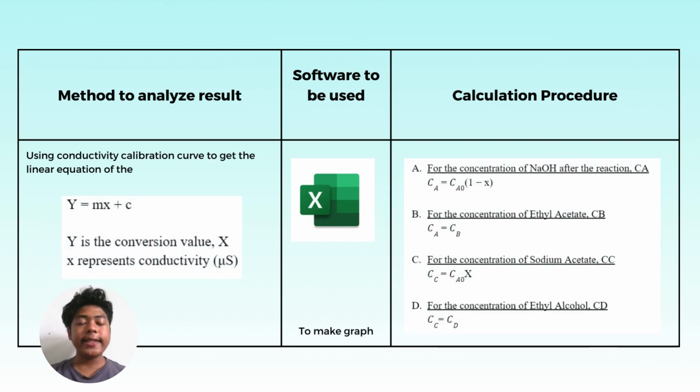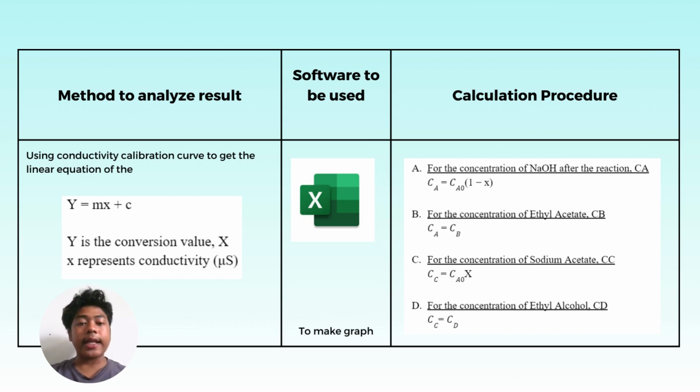This is the analysis of this experiment. For the method to analyze the result, we must use the conductivity calibration curve to get the linear equation. For the linear equation, we will obtain y equals mx plus c, where y is the conversion value and x represents conductivity in units of microsiemens. Software to be used: we use Microsoft Excel to make a graph.